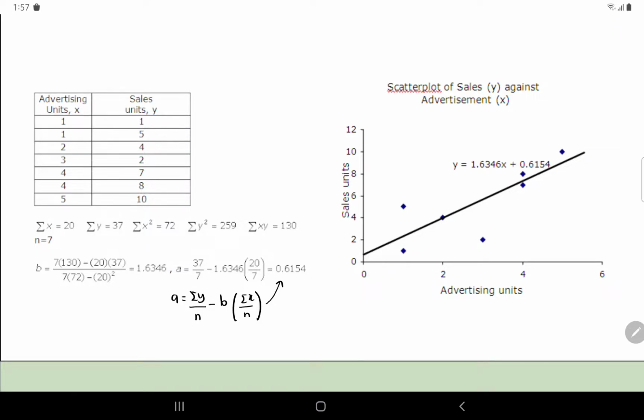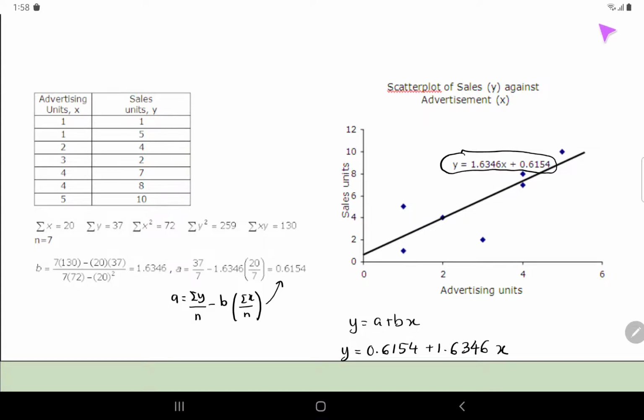So after we got our a and b value, our least square regression equation is y equal to a plus bx. So our regression equation will be y equals, our a is 0.6154 plus our b is 1.6346x. Okay, so the equation will be like this. Same, y equals a plus bx.